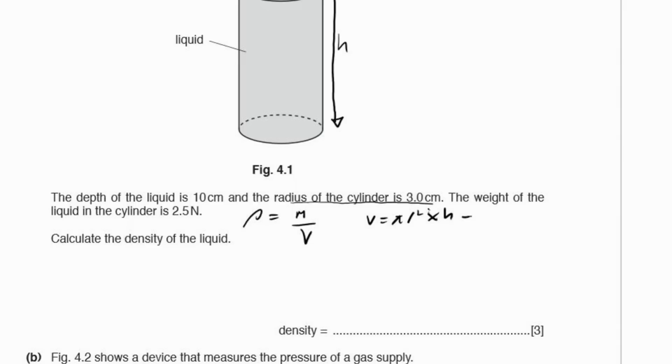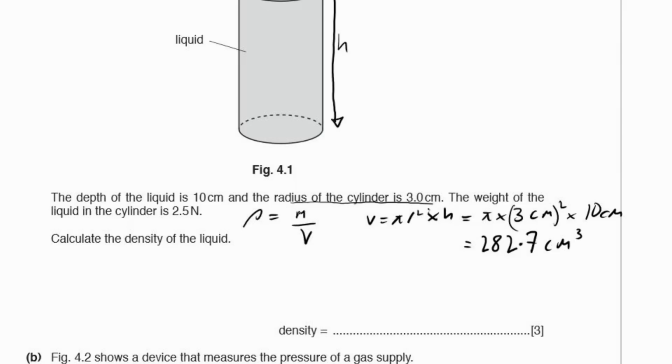Times h. There we are. So that's pi times 3 centimeters squared times our height, 10 centimeters. And that's 282.7 centimeters cubed.